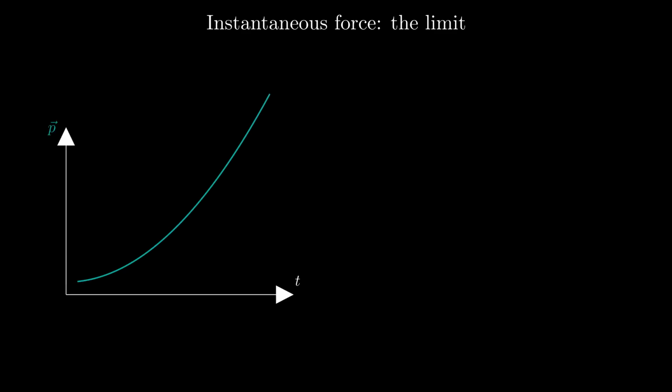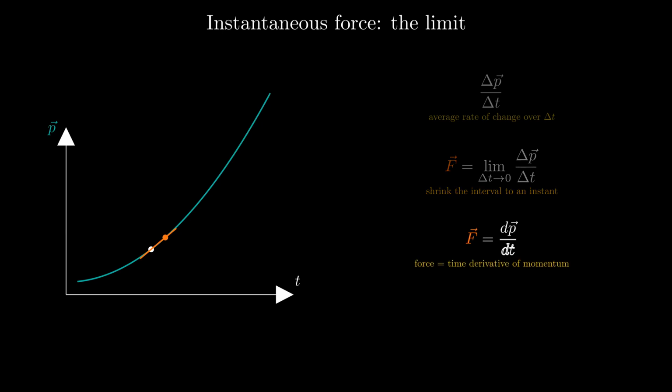Newton also considered forces that act continuously, not in a single kick. To capture the force at one instant, we shrink the time interval. Take the change in momentum, delta p, divide by the interval delta t, and let delta t shrink towards 0. That limit defines the instantaneous force, F equals the limit, as delta t goes to 0, of delta p over delta t, which is exactly the derivative dp/dt. So the total force on a body at any moment is the rate of change of its momentum. This is the second law in its truest form.